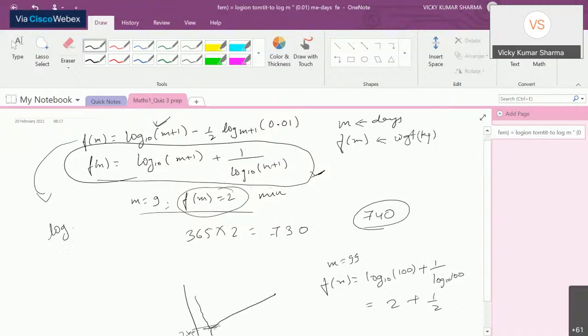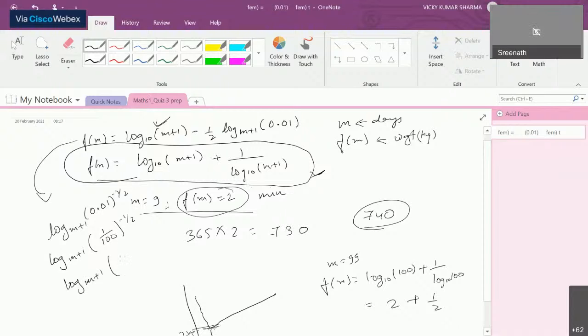So now I can write this as log of m plus 1, 0.01 to the power of minus half. Then I can write this as 1 by power of minus half. Since this is negative, I can reverse this function. So this will turn out to be again half. If it is negative, you're reversing, meaning what does that mean? I'll tell you.